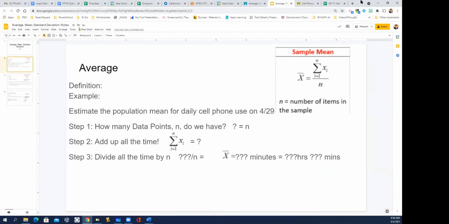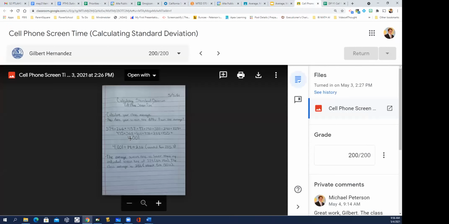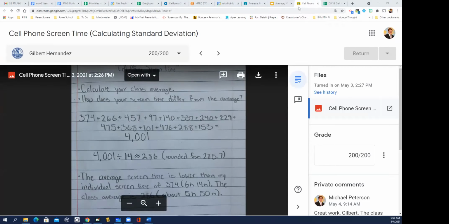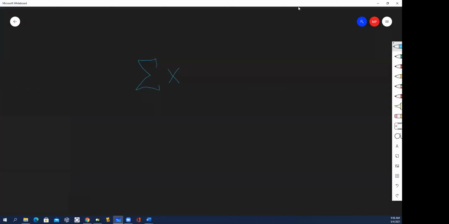So instead of literally writing down all the data like this, this looks beautiful, but man, that's a lot of work, right? So what we do is we write the sum of X's, and there's different ones on there. There's Gilbert. Maybe Gilbert's top of the list, right? And who's at the bottom? Alexander. So there are 14 entries, right? We'll say n equals 14.